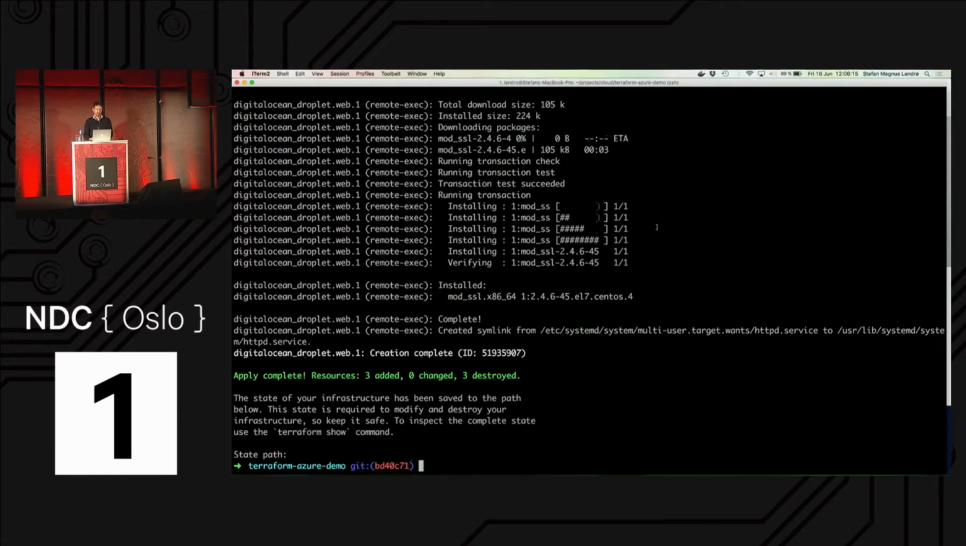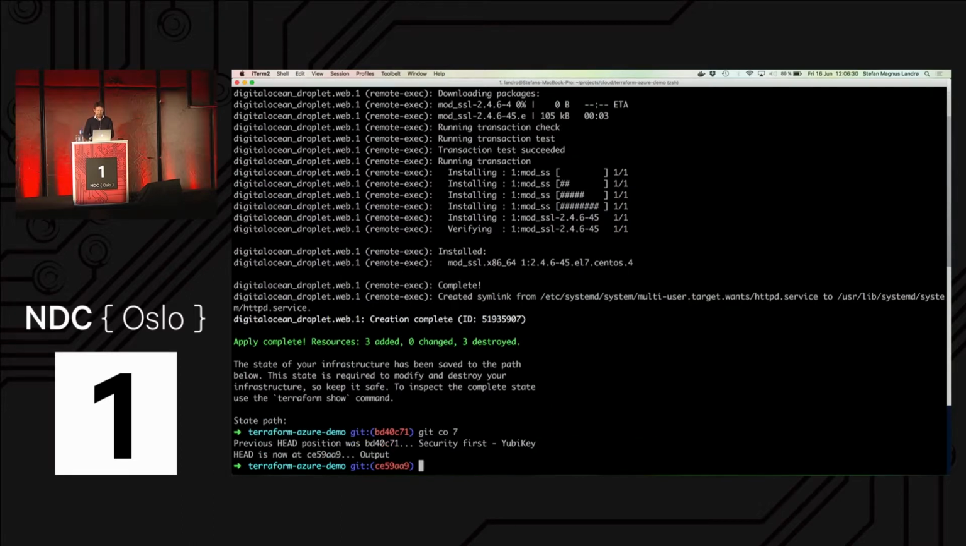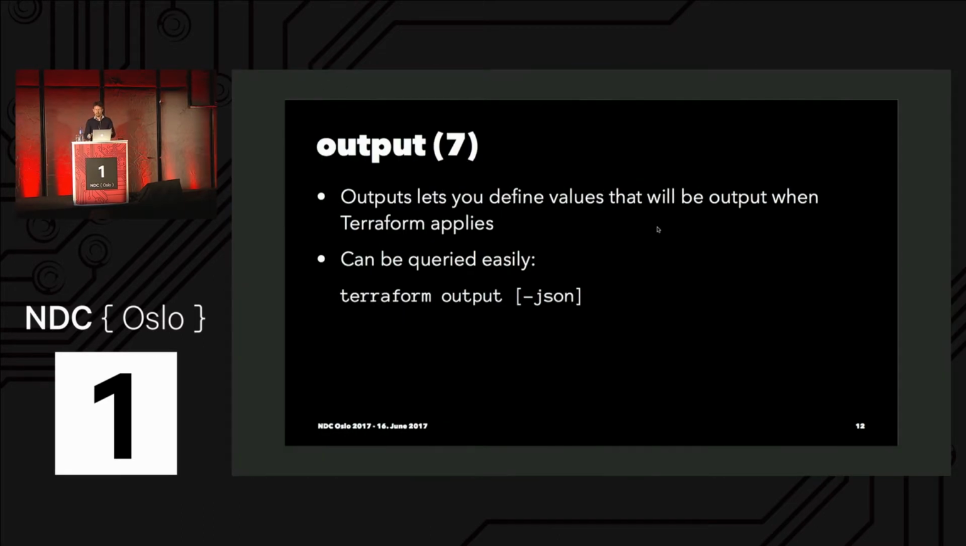Now I'm running Terraform show to get all the details of all my stuff, which is kind of cumbersome. It's a massive amount of output, right? So I want to have it presented to me in a way that is more easily available. So then I'm going to define outputs.